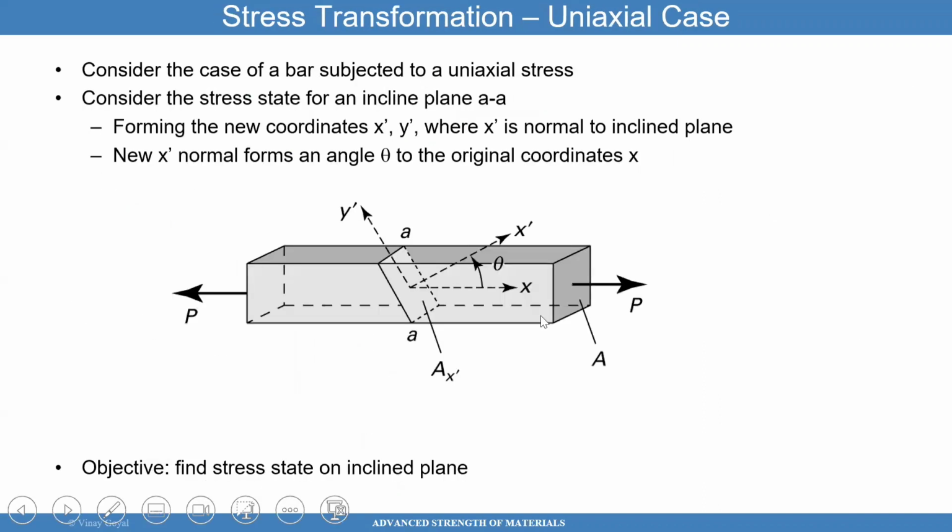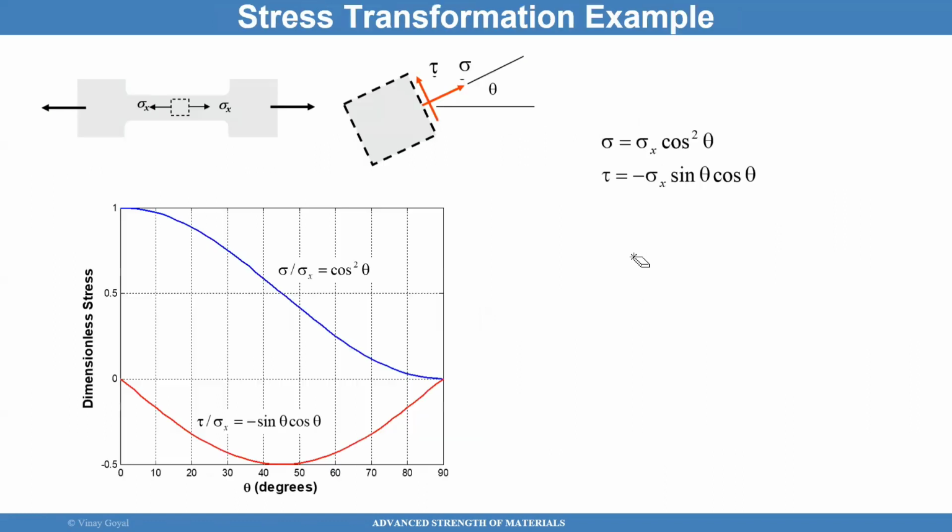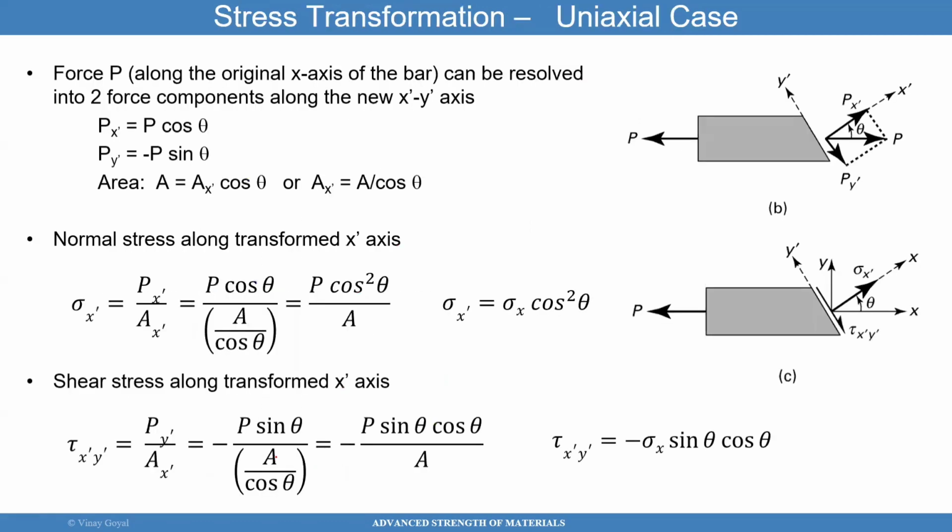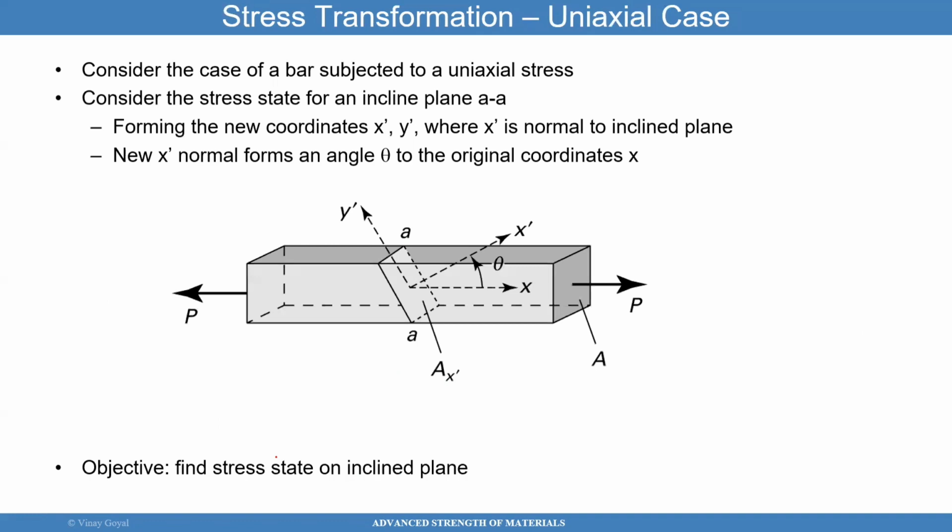If this inclined face was straight, and I was applying just a pure normal load P, there cannot be any shear. So it makes sense that that is 0 at the beginning when theta is 0. But it turns out it increases to a maximum value at 45 degrees. So it turns out that the shear stress is the highest at 45 degrees for the uniaxial case, this particular case.